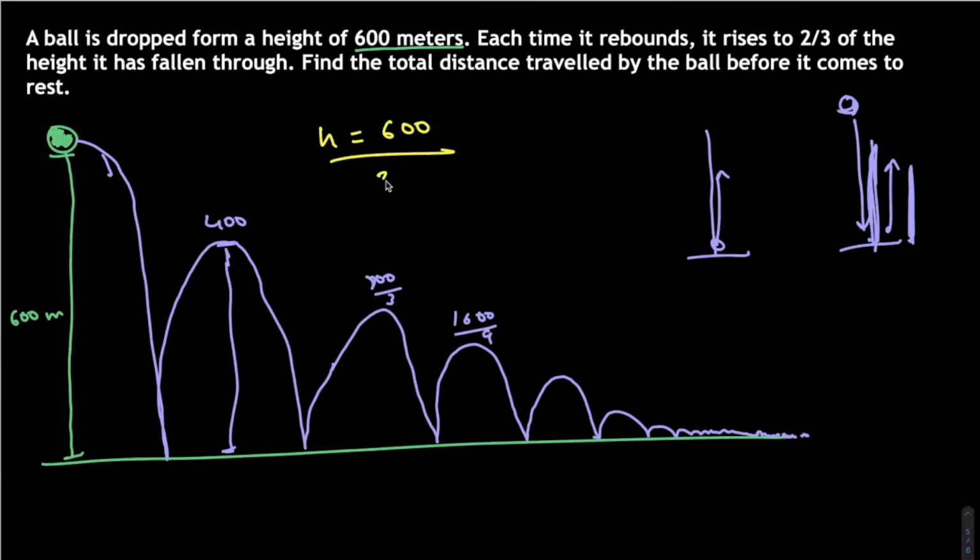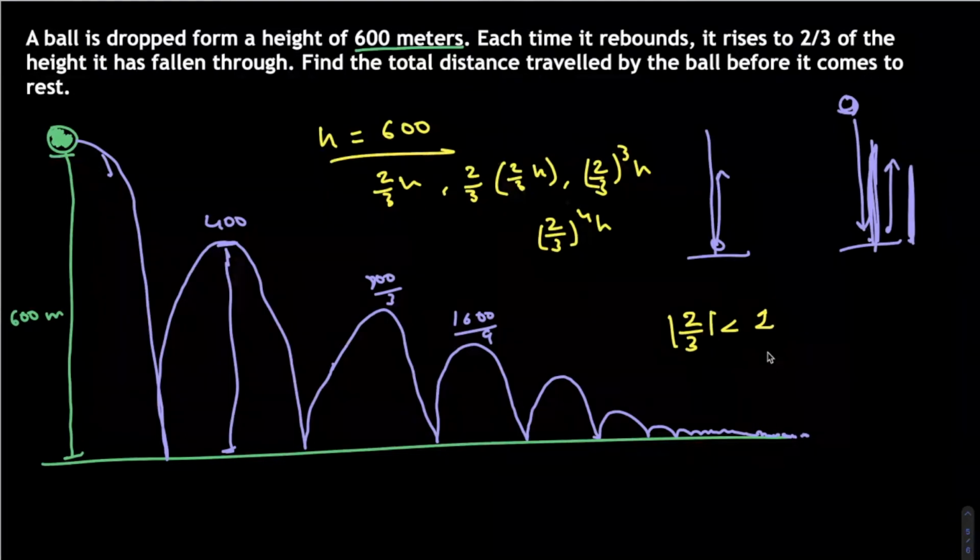Every time it's 2/3 of h the first time, then again 2/3 of 2/3 of h, then 2/3 cubed h, and then 2/3 to the power 4 h, and it's happening again and again. That is the height it's reaching every time. So you can see that the common ratio is 2/3, and because 2/3 is less than 1, the modulus of the common ratio is less than 1, we have what is called a convergent series here.